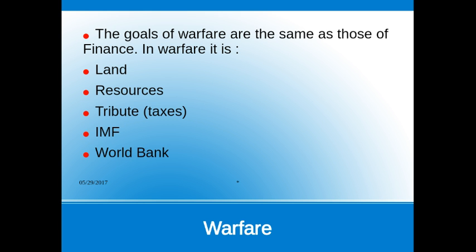When we look at the causes of underdevelopment in Africa, we have to understand that what was achieved by warfare in the past can now be achieved by finance, because the goals of warfare and finance are the same. When you had Genghis Khan and the Mongolian hordes going through Europe, they had three goals. They sought to get the land, they sought to get the resources, they sought to get the tribute.